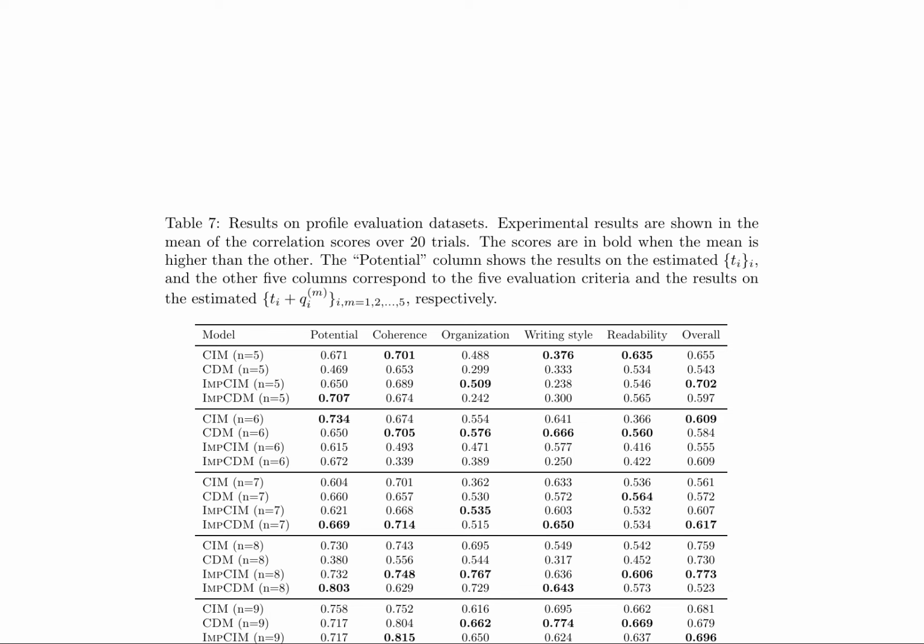The models evaluated include CIM, CDM, IMP-CIM, and IMP-CDM, with varying numbers of inputs, n equals 5, 6, 7, 8, 9, and 10. The correlation scores are presented in bold when the mean is higher than the other models. The IMP-CIM and IMP-CDM models generally outperform the CIM and CDM models, respectively, across most evaluation criteria.